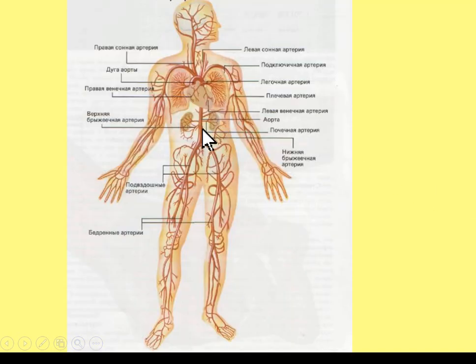Here we can see the arterial system of the human body. The aorta is just the main, biggest artery. It is subdivided into the brachiocephalic trunk, which is subdivided into the right common carotid artery and right subclavian artery. The left common carotid and left subclavian artery originate from the aortic arch.